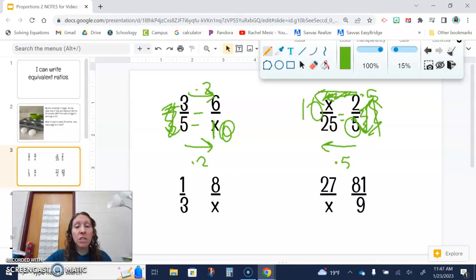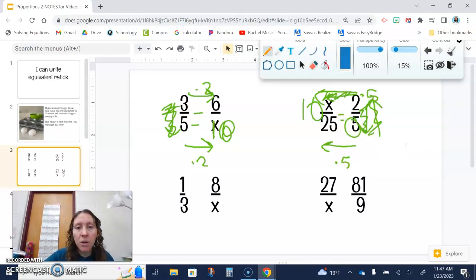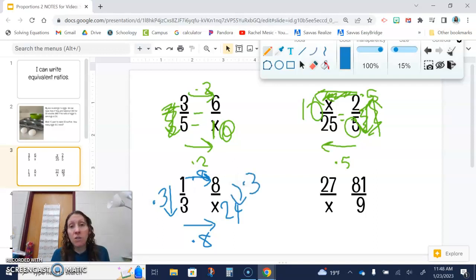All right, next one down here on the bottom, the smallest number is 1. I'm going to actually swap colors here so it doesn't get mixed up with that other one. Can I go across or down? I could go either way. Okay, if I go across, I'm going to multiply by 8. And then I would do the same thing on the bottom. 3 times 8 is 24. If I went down, I would multiply by 3. 1 times 3 is 3, and 8 times 3 is also 24.